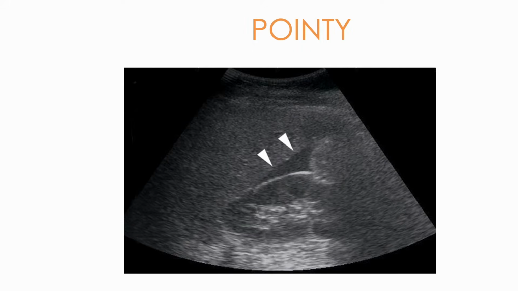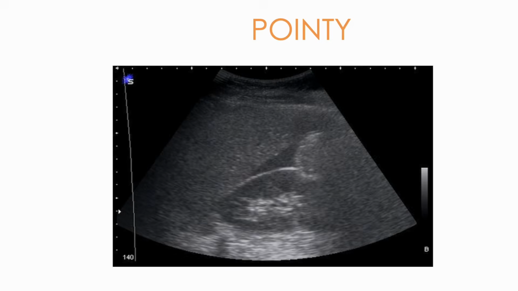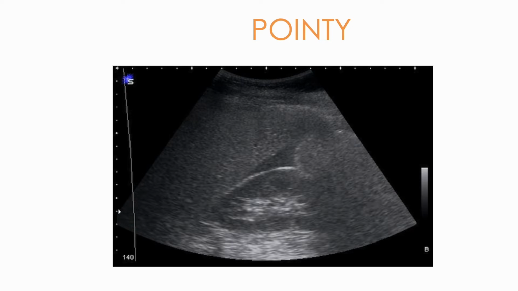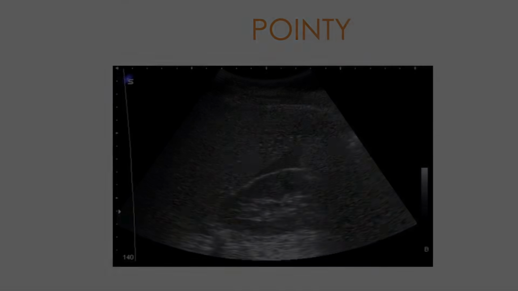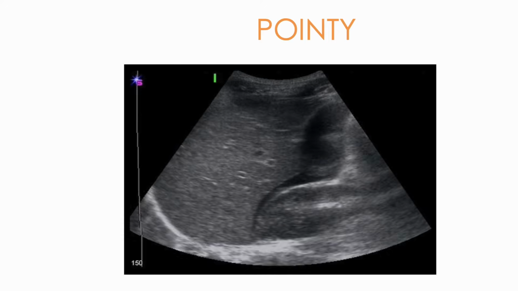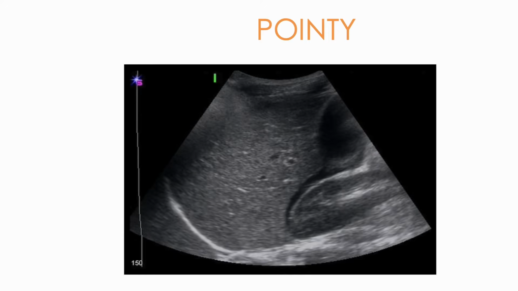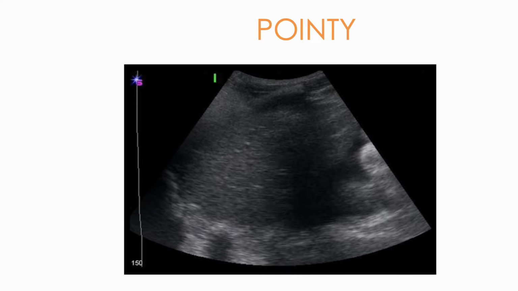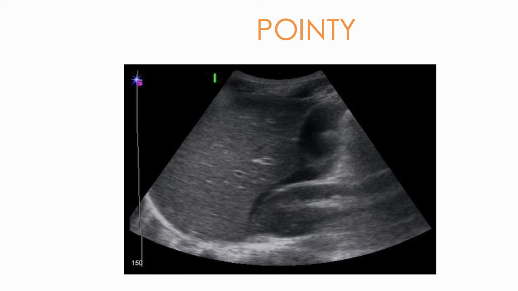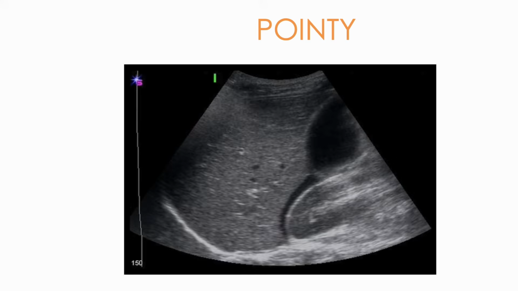One characteristic of free fluid is that it appears pointy. It inserts itself in the potential spaces around bowel and organs. Here is a video of this pointy free fluid. In contrast, intraluminal fluid is rounded. Here's a great example of pointy versus rounded. The fluid in Morrison's pouch is pointy, and then the fluid within the lumen of the gallbladder is rounded.